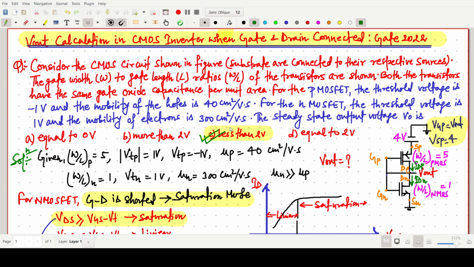Okay, so this is all about this question, but we have to be very careful about the concept, how to write the drain current equation, and which region it is in, saturation or linear. So this is all about this question.